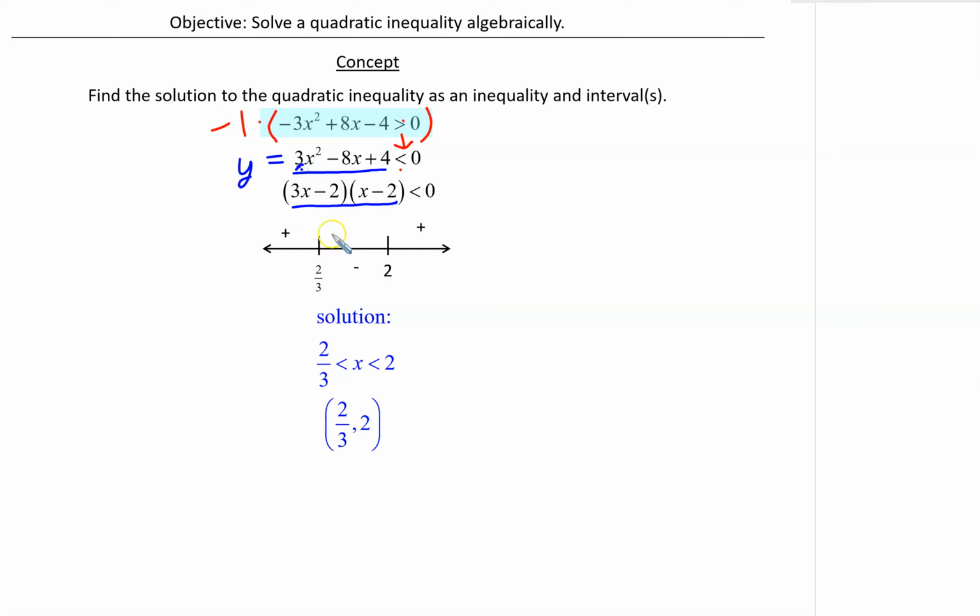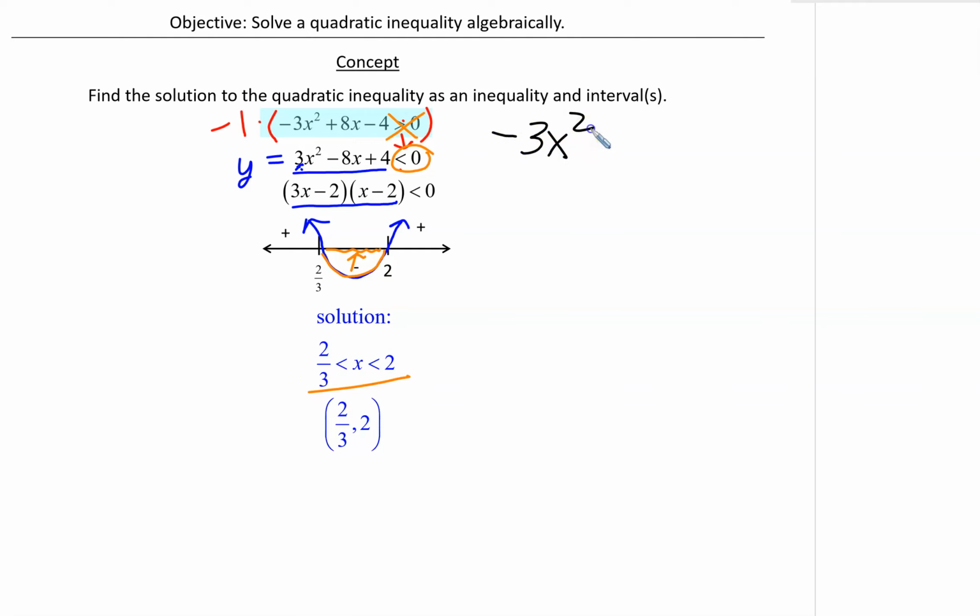In this, our a is positive, so again, it opens up. But what we have to realize is that this is the inequality we're solving. So it's not this we're paying attention to anymore. It's our less than 0, which means that we're dealing with the negative section. And our solution then becomes the values between 2/3 and 2. Now some people don't want to multiply by -1, and that's fine.